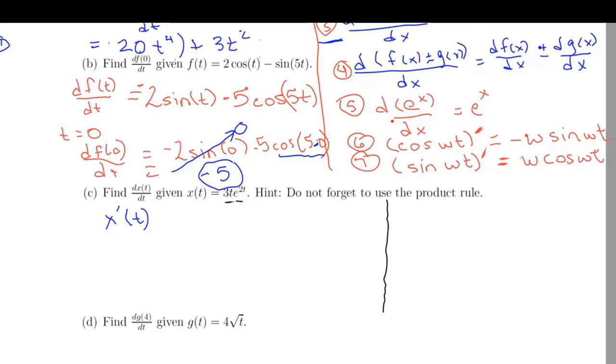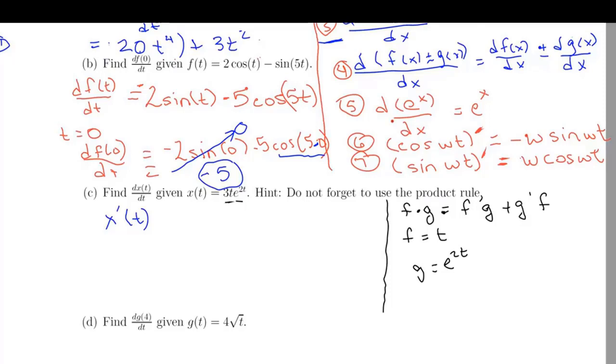I use the product rule, which says that if I have f times g, I'm just going to leave off the "of t" parts, this is f prime g plus the derivative of g times f. What I'm going to do is let f equal t, and let g equal e to the 2t.